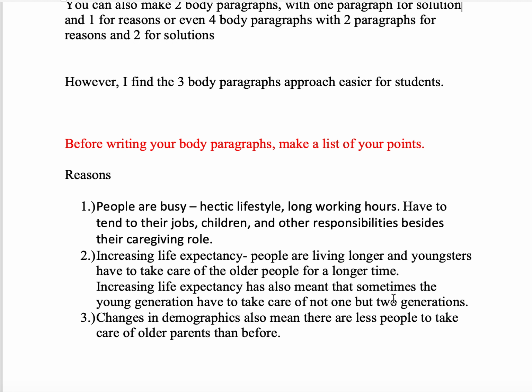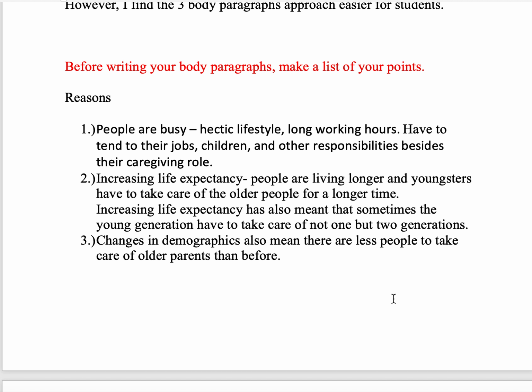Before writing your body paragraphs, make a list of your points. So the reasons that come to my mind are people are busy nowadays, they don't have time. So first thing is they are busy. That is why they don't have time. They have a hectic lifestyle, long working hours. They have to tend to their jobs, children and other responsibilities besides their caregiving role.